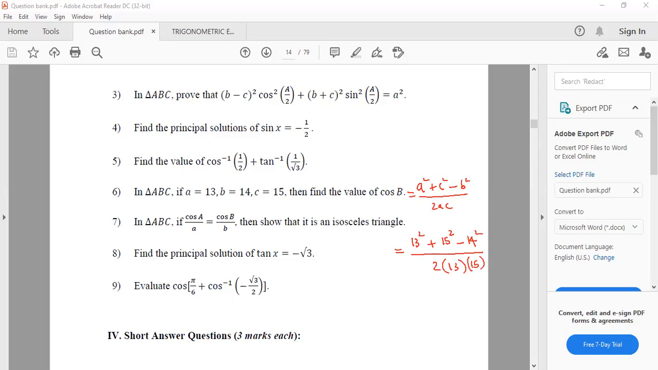So you'll have to calculate 169, 225, 14 square is how much? 196, no? No, sir. I think 196 is 14 square. Yeah. That's what I said. Sir, so I have 30. 13 square. 2 into 13 into 15. So 390. 30 into. अभी कितना हो गया इसका? Some calculate and tell me. Minus 30. So 195, na?